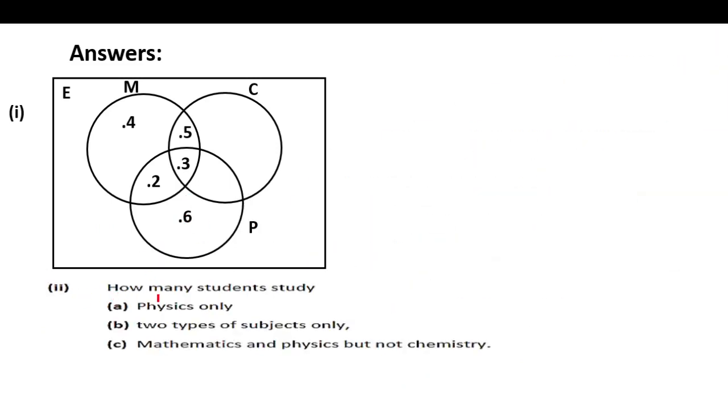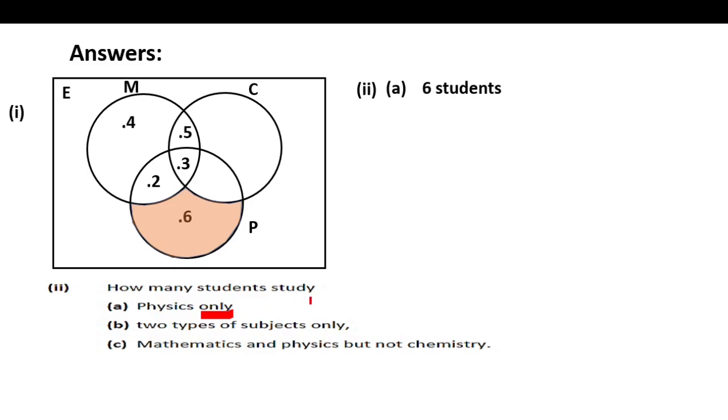Question 2 says, how many students study physics only? So those that study physics only, they are supposed to be where? Here. All right. So we will answer it from here. Those that study physics only are supposed to be only these here. So there are how many? There are 6 students.